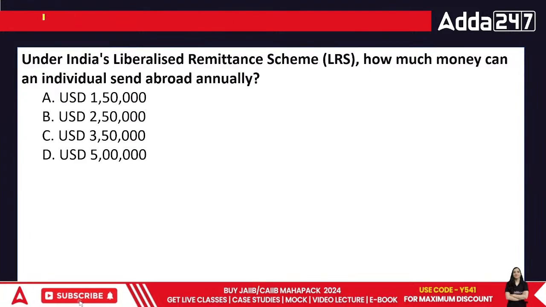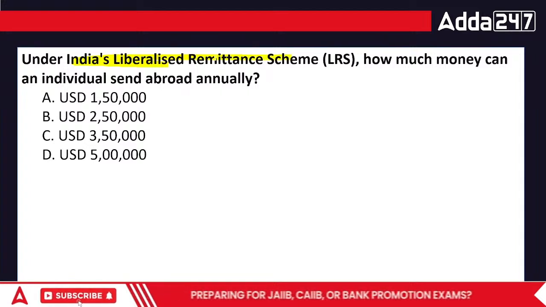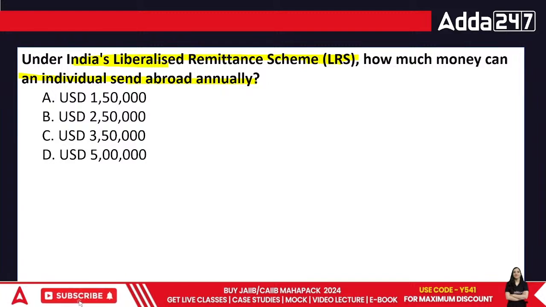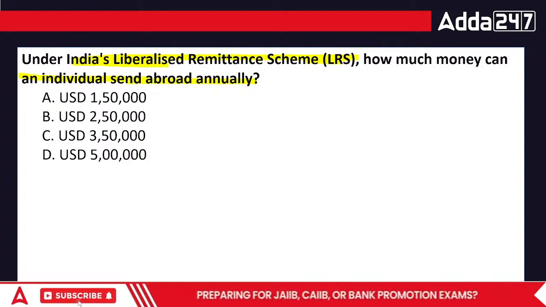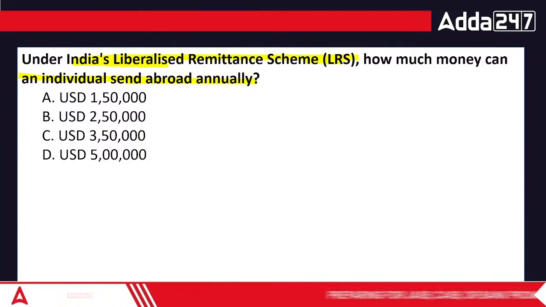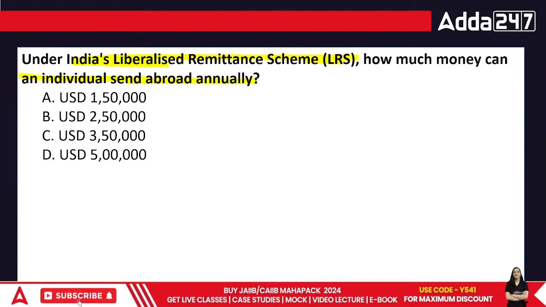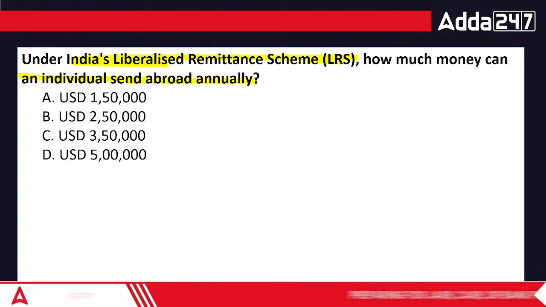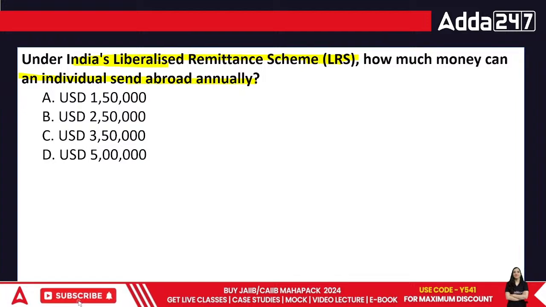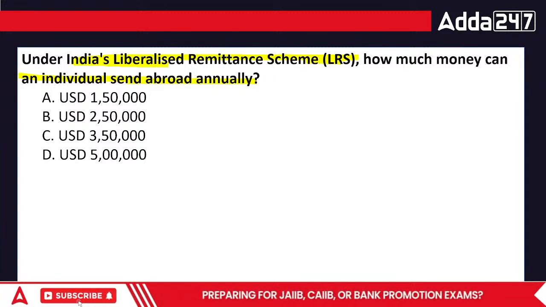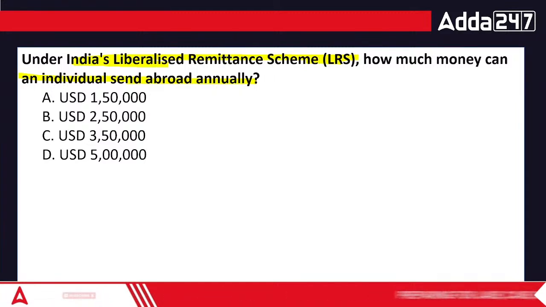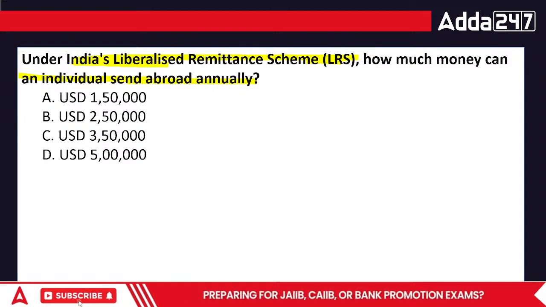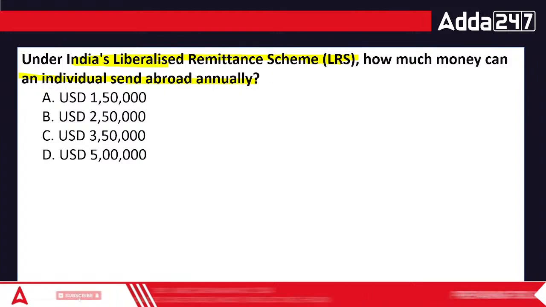Next point. Everyone, under India's Liberalized Remittance Scheme, how much money can individuals send abroad annually? Annually, how much money can we send abroad? 1 lakh 50, 2 lakh 50, 3 lakh 50, or 5 lakh.